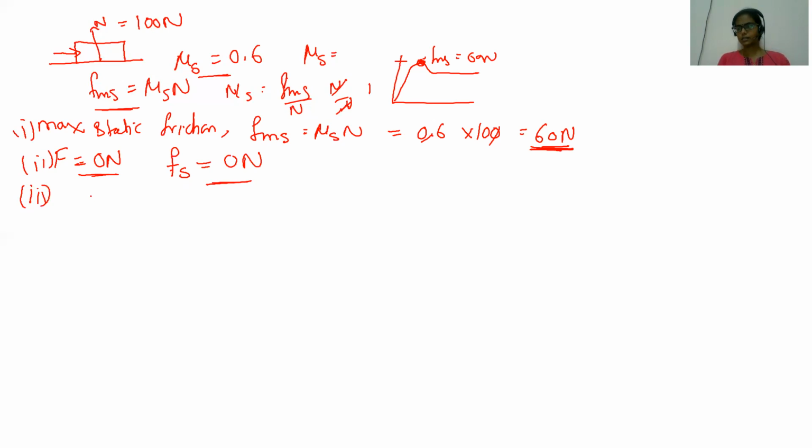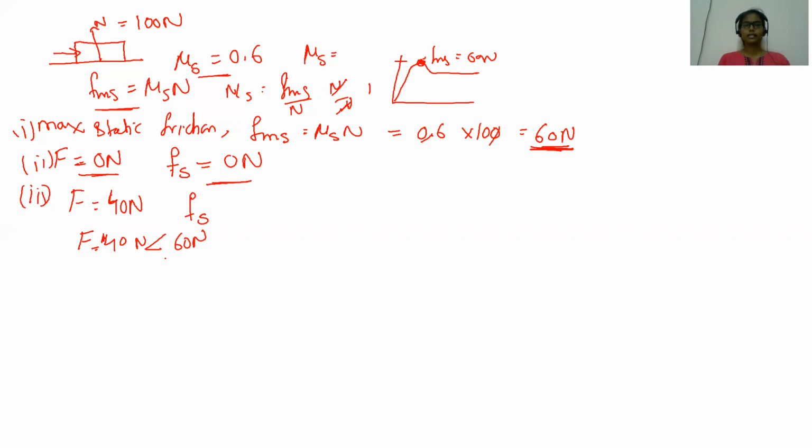In the second question, the third point, what they are asking is: if the pulling force, that is the applied force on the block, is 40 Newtons, what happens? See, the applied force is 40 Newtons. Even with this 40 Newtons, it will be less than the 60 Newtons only, right, children? It will be less than 60 Newtons only.